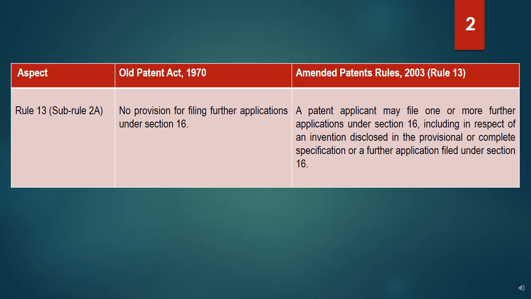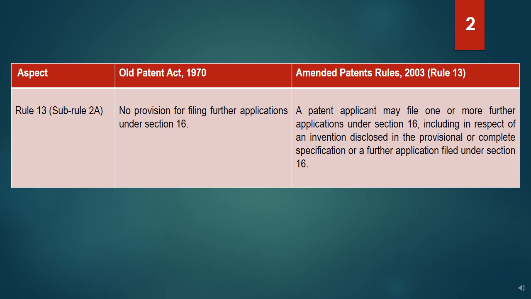And according to new amendment, the amendment adds a new sub-rule 2A to Rule 13, which states that an applicant can file one or more further applications under section number 16. These further applications can be based on either the invention disclosed in the provisional or complete specification of the original application or another further application already filed under section number 16.